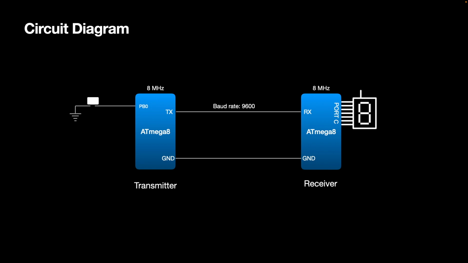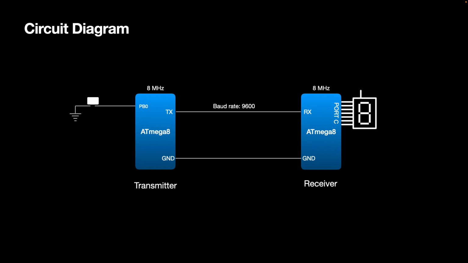Here the circuit for the project is shown. Both the transmitter and receiver are using an 8 MHz clock speed. The circuit is pretty simple. At the transmitter end, a button is connected and it's pulled up internally with software. At the receiver end, in port C, a 7-segment LED display is connected. The display that I'm using is a common anode type.